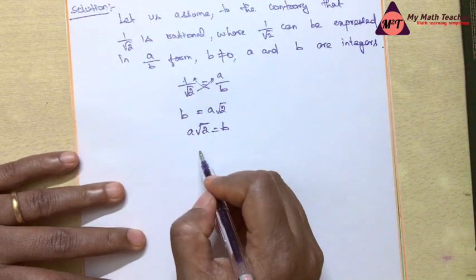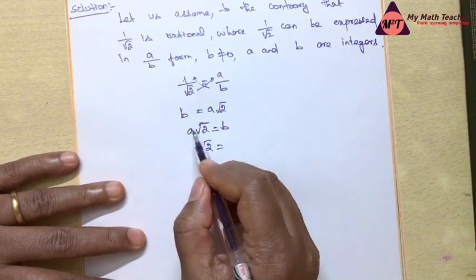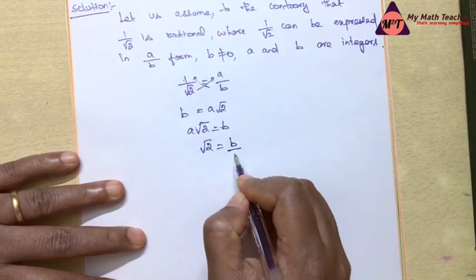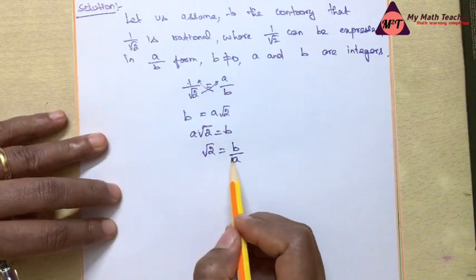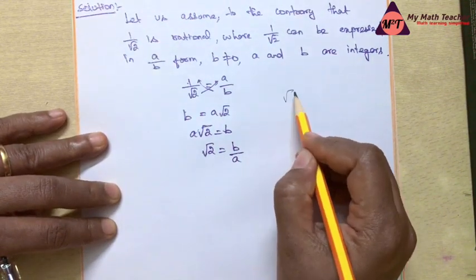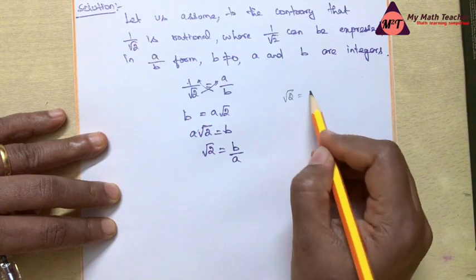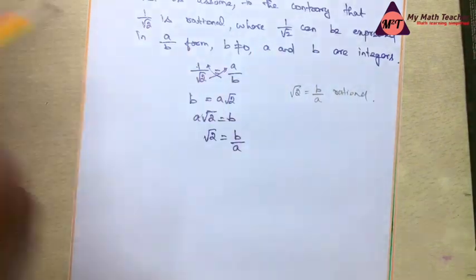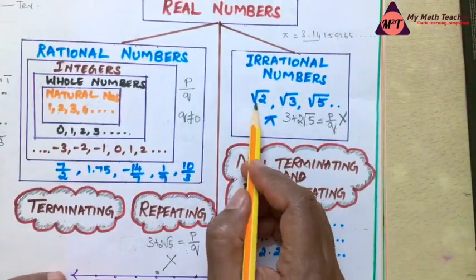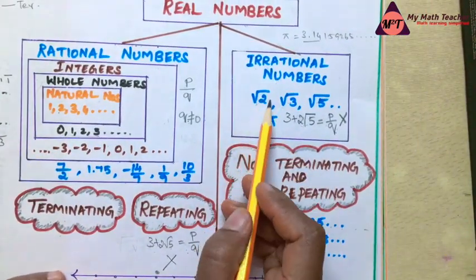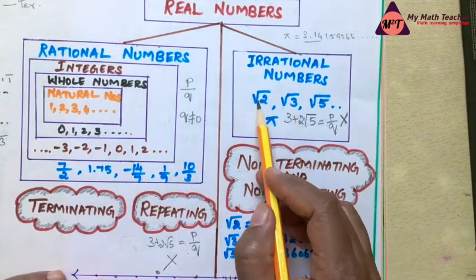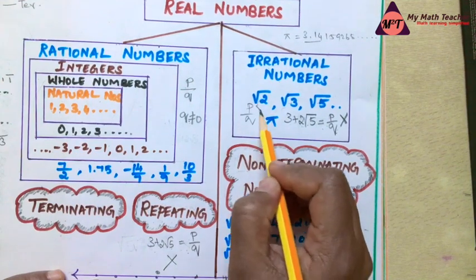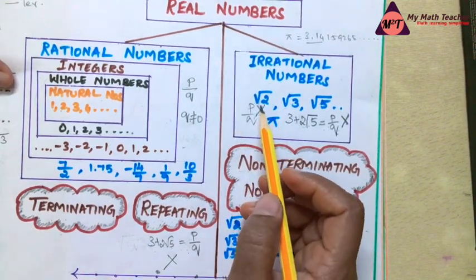Now we need only the root 2 value. Bring the a to the opposite side. This product, multiplication, will become division. We can see root 2 is equal to b by a, that is in the p by q form. Root 2 is equal to b by a, which is rational. We know that root 2 is irrational. So hence our assumption, this as rational, is wrong. Root 2 cannot be expressed in p by q form. Hence root 2 is an irrational number.